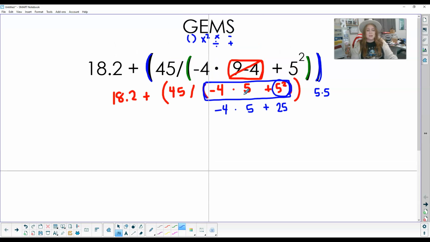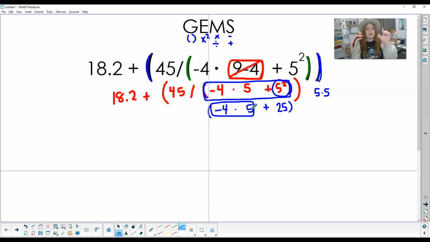Okay, so here's my group. This is still a group here. So I did my exponents. So now I'm looking for multiply or divide operations. So I'm coming across and here's multiply. So now I have to do -4 groups of 5. So I'm doing -4 5 times.